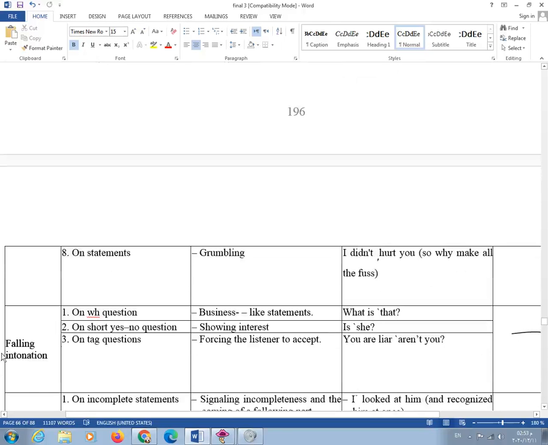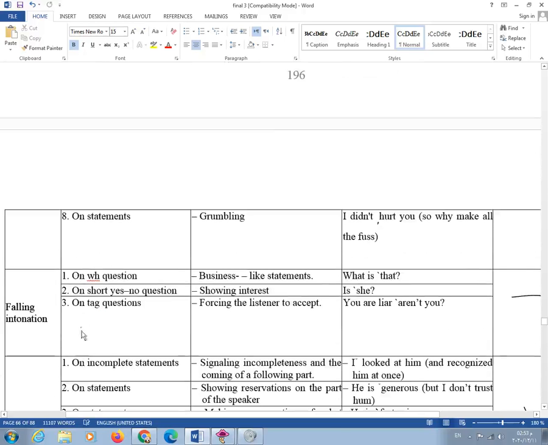We said that we use falling intonation on WH questions, and this indicates businesslike statements. For example, what's that? Okay. On short yes-no questions, sometimes we use falling intonation to show interest. For example, is she? Okay. And on tag questions, forcing the listener to accept.